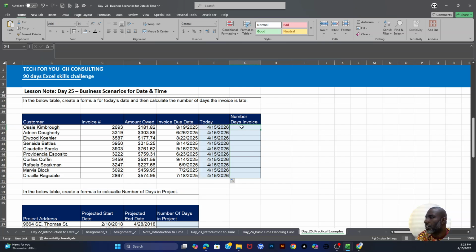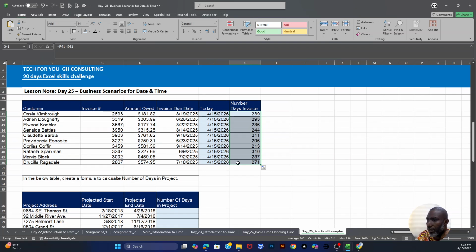Now, what is the invoice overdue period? It's going to be equal to today minus the date the person was supposed to have paid, or the invoice due date, which will give you 239 days. It means that this invoice has been overdue for 239 days. You can click and copy it down, and then you get it for all of them. So if you have plenty that you're calculating, it is easy to work it down.